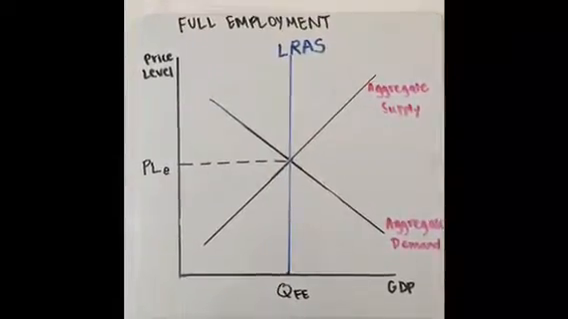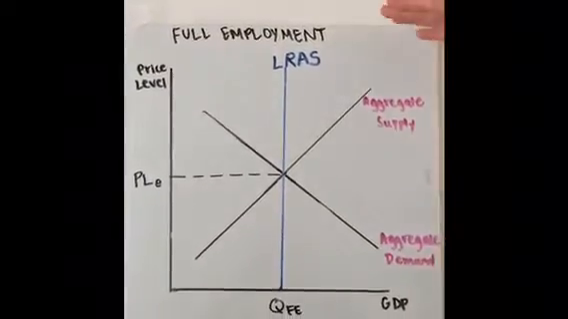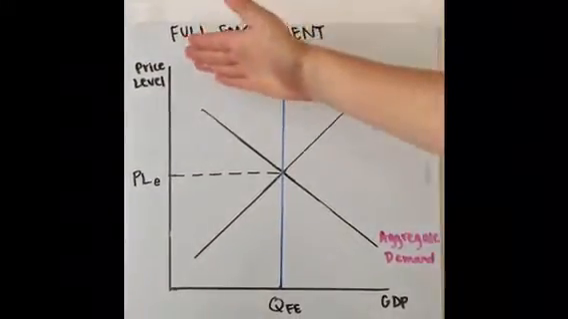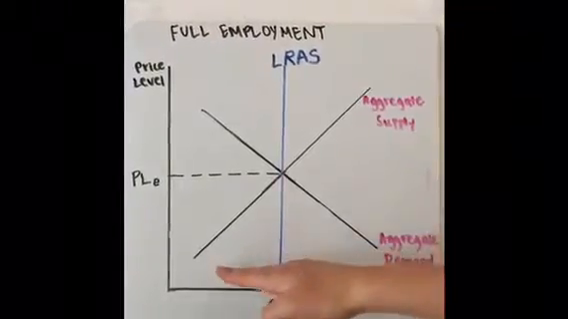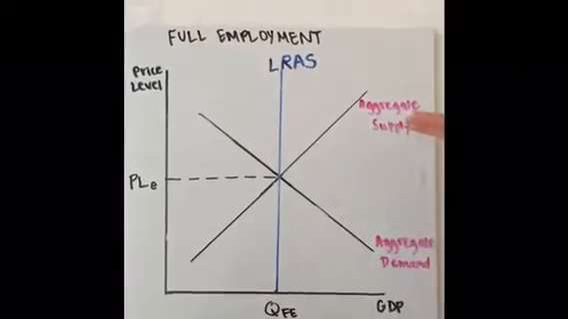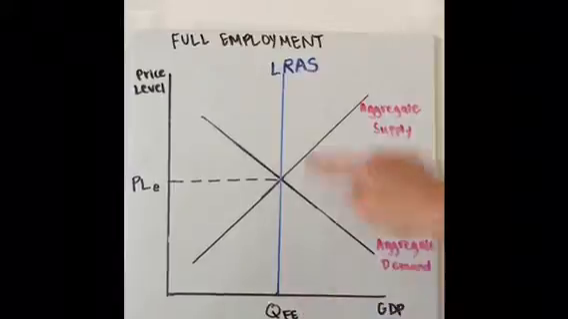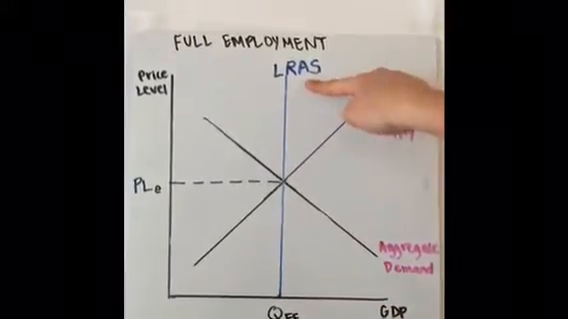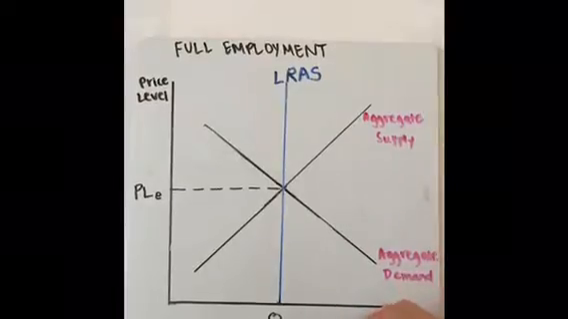Well, this is what the economy looks like when it is at full employment. Here we have a full employment graph. We have price level on the y-axis and GDP on the x-axis. We have aggregate supply and aggregate demand. Where these two lines intersect, right here, is where the LRAS line is drawn, long-run aggregate supply. This is where price level reaches equilibrium and where the quantity of full employment is at equilibrium.